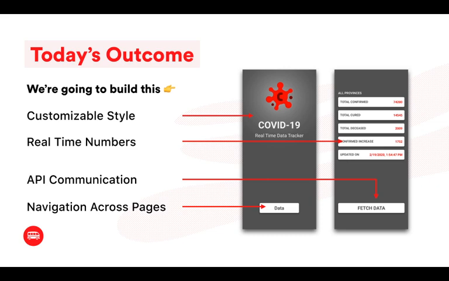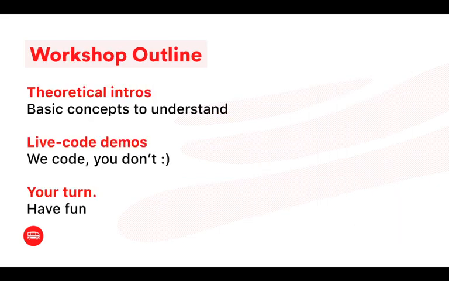So we're going to be communicating with an API and then receiving that information from that API. And then we're also going to have navigation across pages. I know that some of you last workshop were trying to figure out how do I get from my first page to my second page. We're going to be talking about that basically right off the bat. All right. So again, customizable style. We're going to have some real-time numbers on data, which is important for us and for our users. And then we're going to have some API communication and, of course, navigation across those pages.